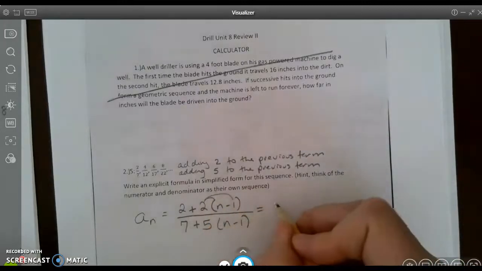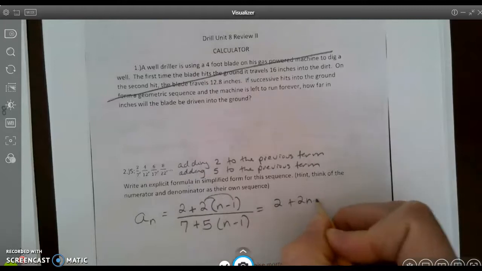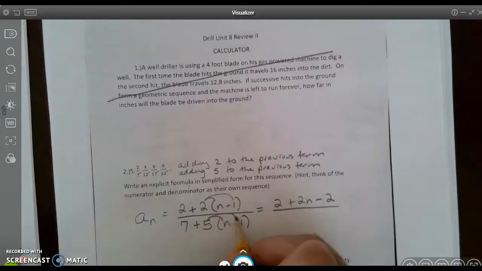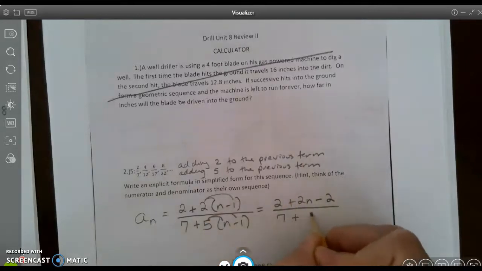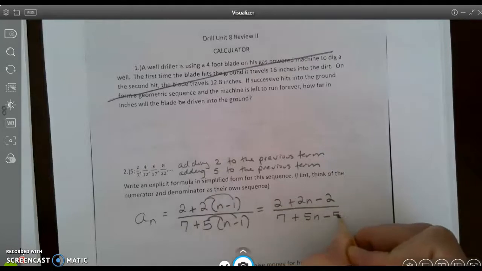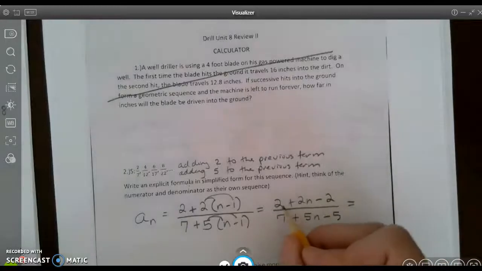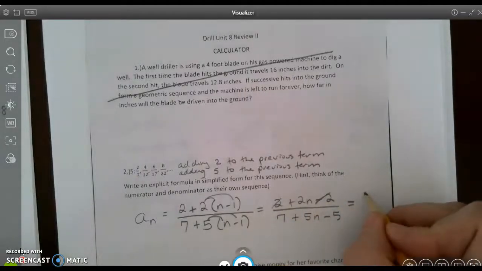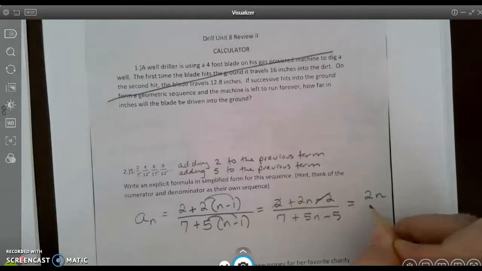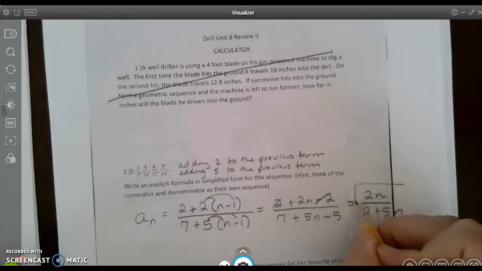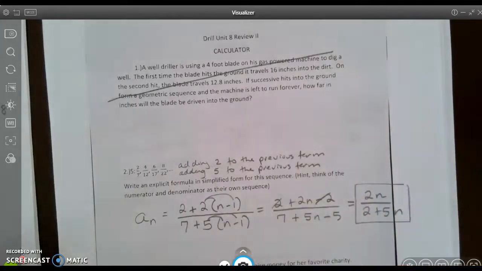Distribute the 2, plus 2n minus 2. Distribute the 5. 7 plus 5n minus 5. And now I have to simplify the numerator. The 2 and the negative 2 cancel, and I'm simply left with 2n. 7 and negative 5 is 2 plus 5n. There is my simplified formula for my sequence.